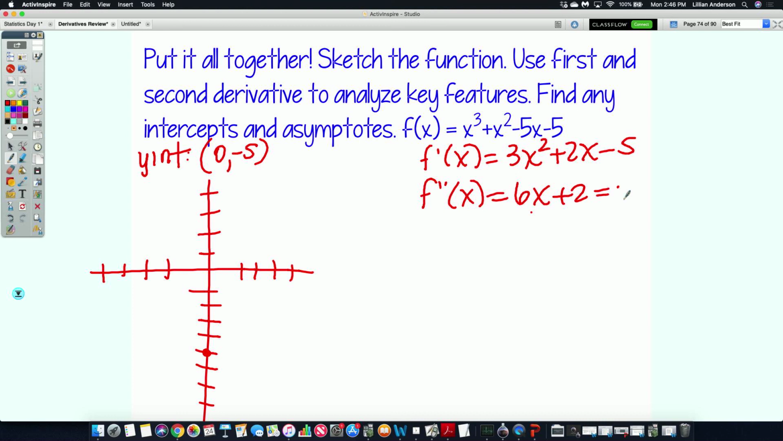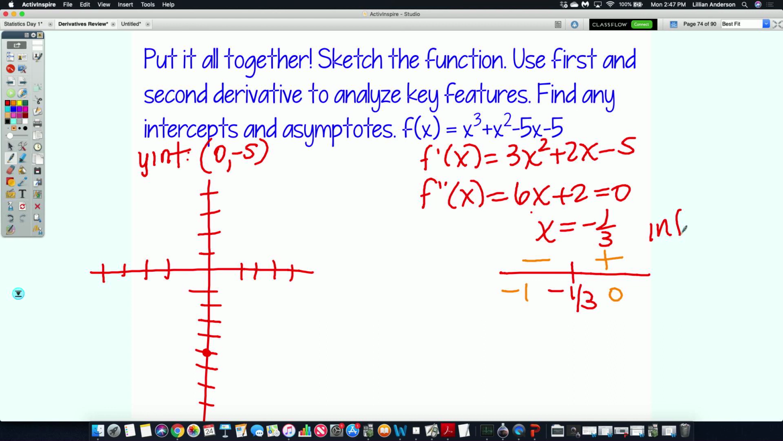When I set that equal to 0, it will be x equals a negative 1/3. If I do my number line real quick with the negative 1/3, I can plug in the test points of -1 and 0 into the second derivative to see if it's going to be concaving up or down. When I plug in -1, is that positive or negative? Negative. 0? Positive. So it's going to be concave down from -infinity to -1/3, and concave up from -1/3 to infinity. Where is that inflection point?